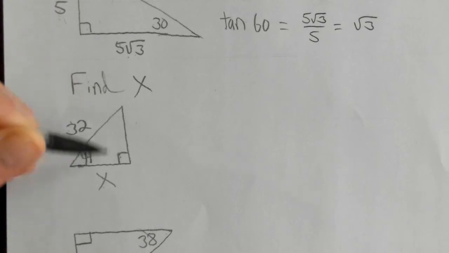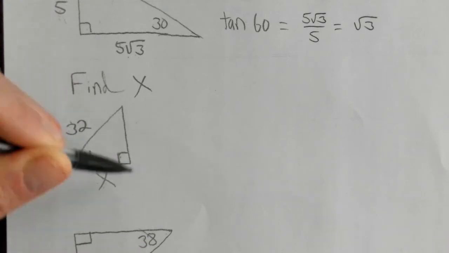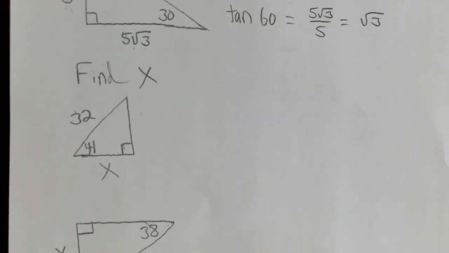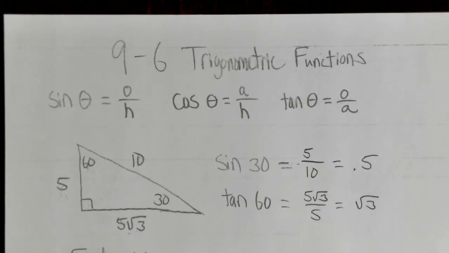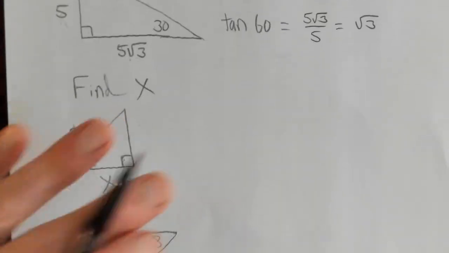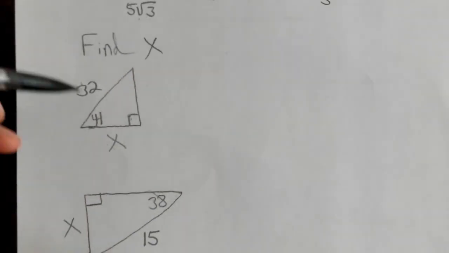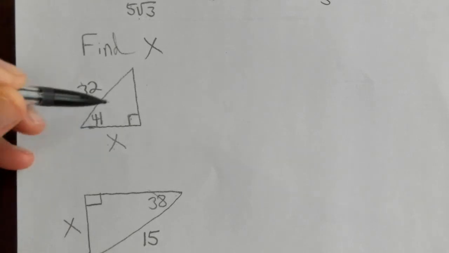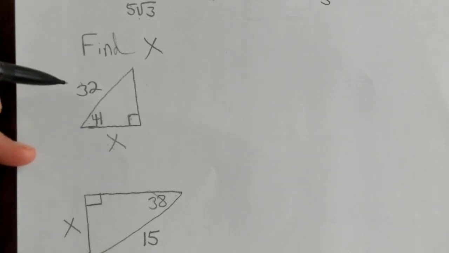So based on these measurements, I should be able to find the length of this side with either sine, cosine, or tangent. So the first thing that we want to figure out is which one of these three equations do I use? How do we figure that out? Look at the parts that are being given to you. So start with the reference angle. Look at x.